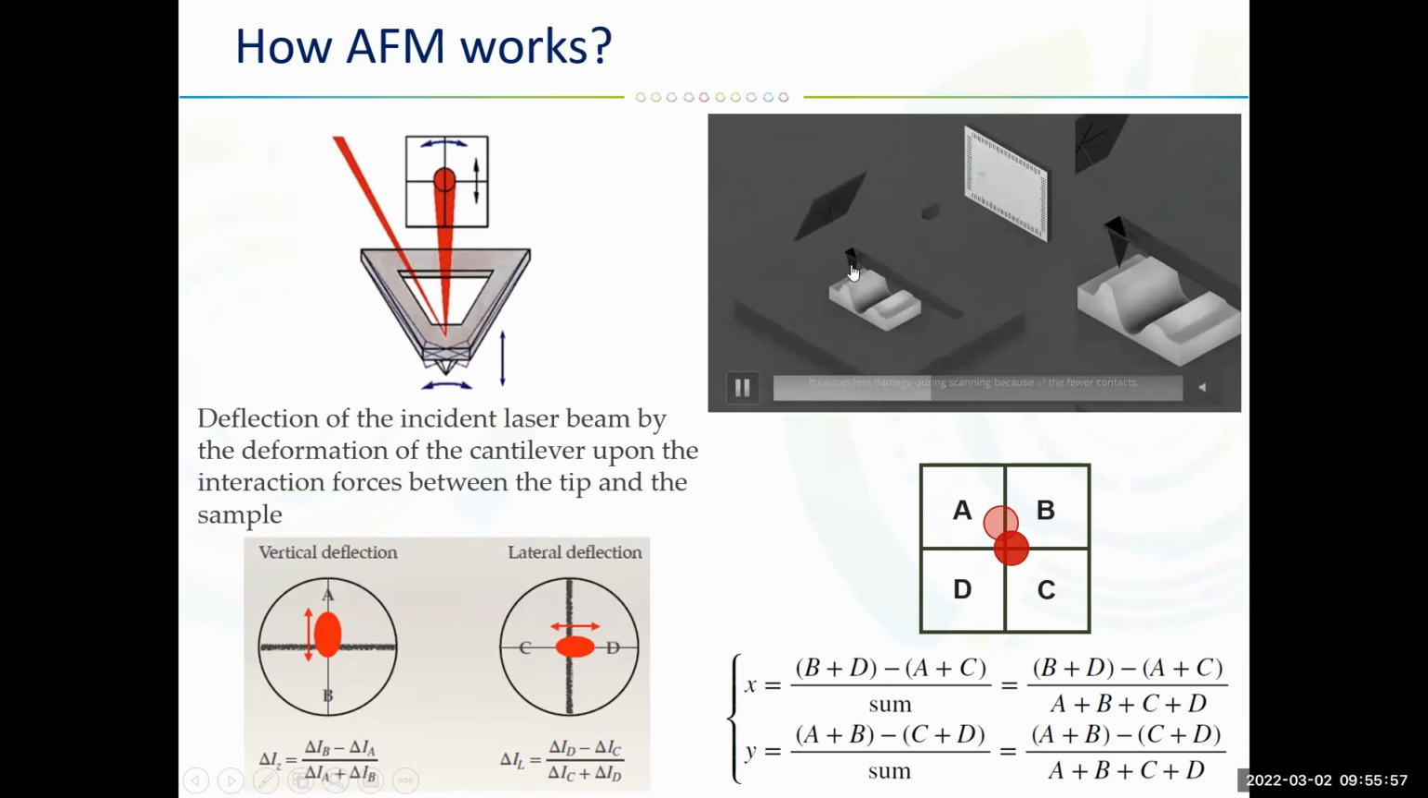Depending on the mode of the AFM, it can be tapping mode as is shown here. Basically the tip taps on the surface, and then you can receive the graphs of force depending on the height between the tip of the cantilever and the sample. All right, let's go back to the deflection. This is vertical deflection and lateral deflection that I was talking about.